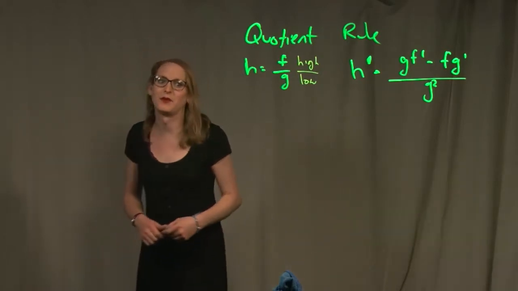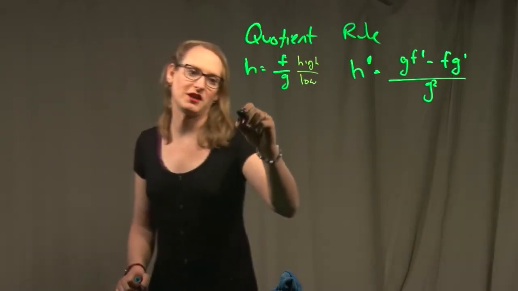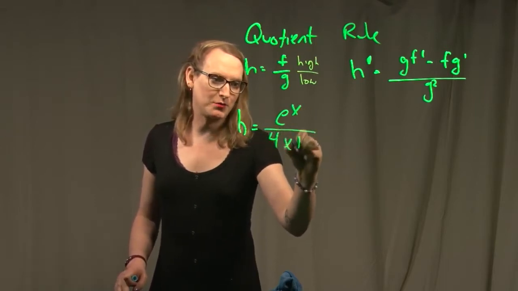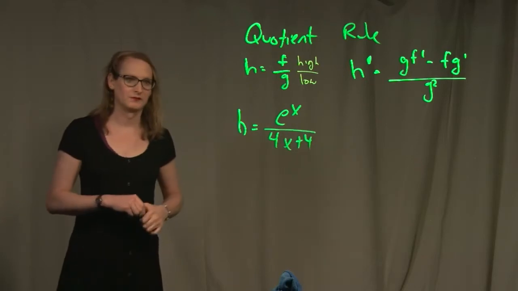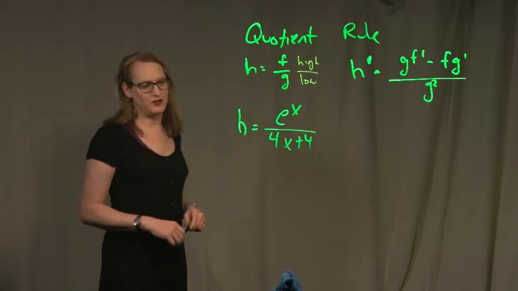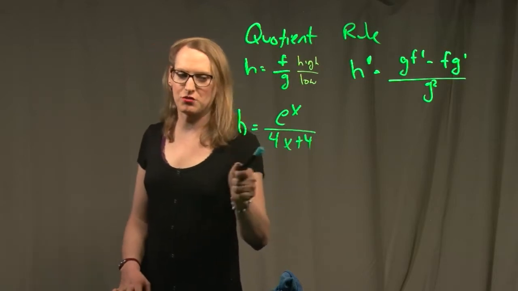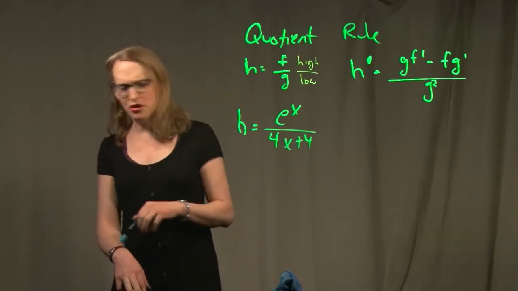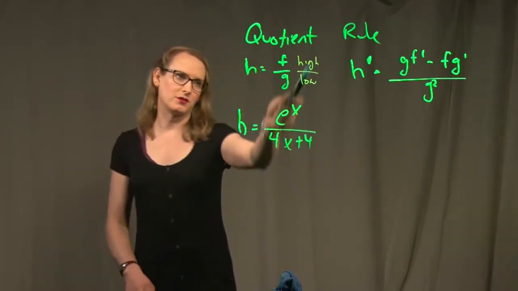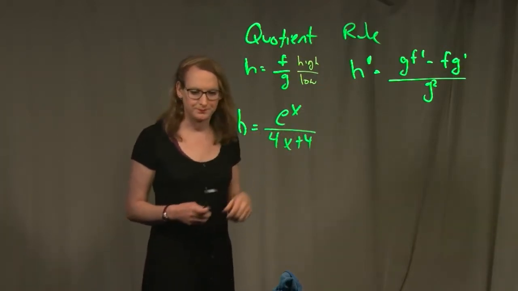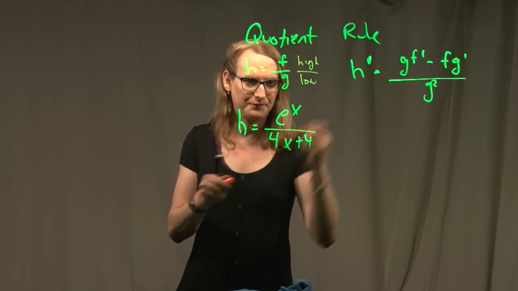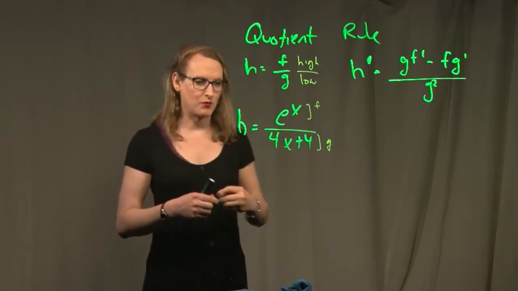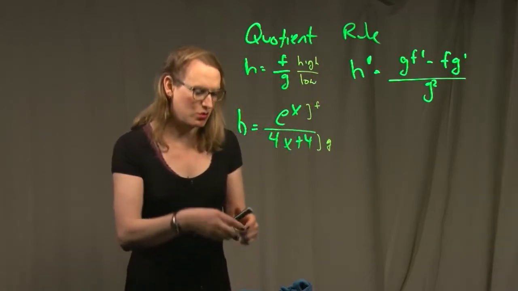Let's do an example. So let's take our function h to be equal to e to the x over 4x plus 4. I do not want to use the definition of the derivative with the limit as h goes to 0 of f of x plus h minus f of x all over h. There's no way that I'm going to do that to this thing. I'm going to use the quotient rule. So this part right here is going to be my f. This part down here is going to be my g. And I'm going to apply the quotient rule.